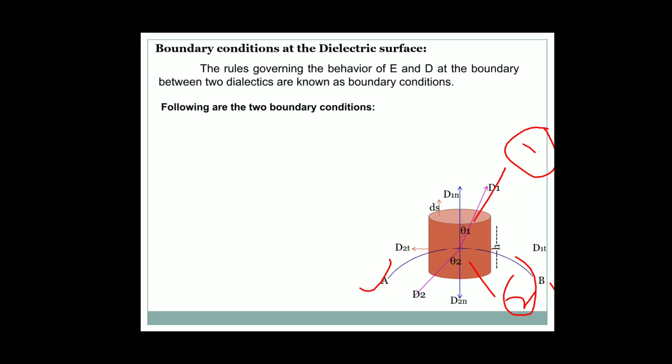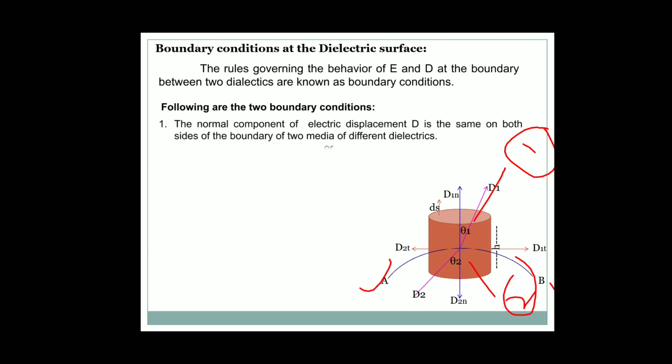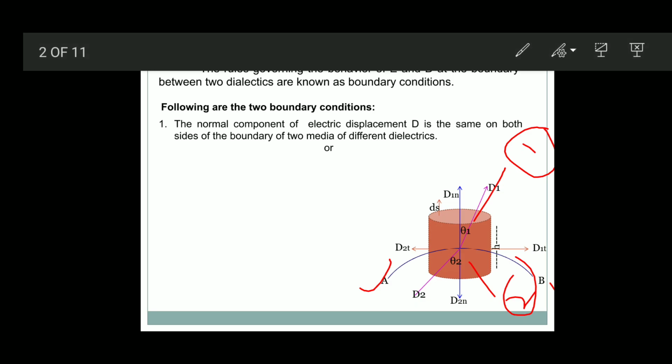At such a condition, the first boundary condition says that the normal component of electrical displacement D is the same on both sides of the boundary of two media of different dielectrics. D1n is the normal component of displacement D1 in medium 1, and D2n is the normal component of the displacement in the second medium. So D1n is equal to D2n is the first boundary condition.